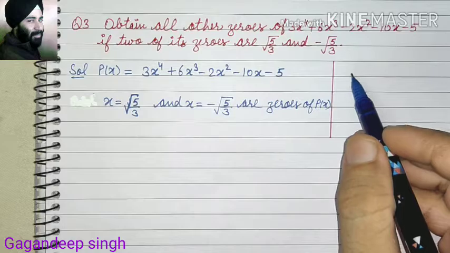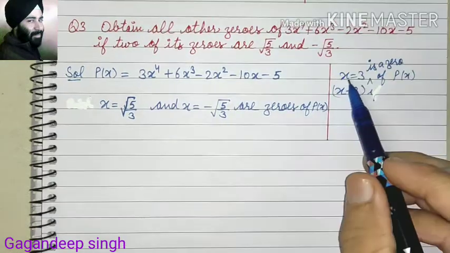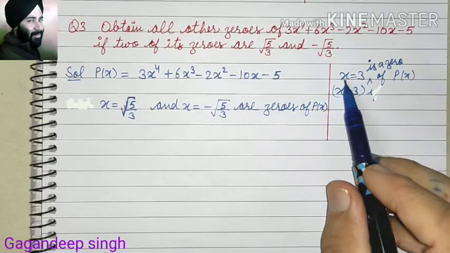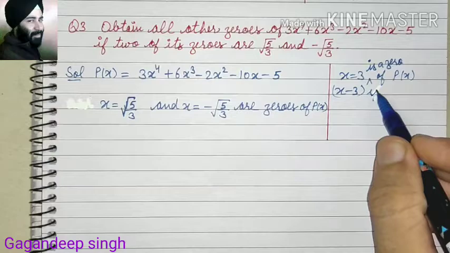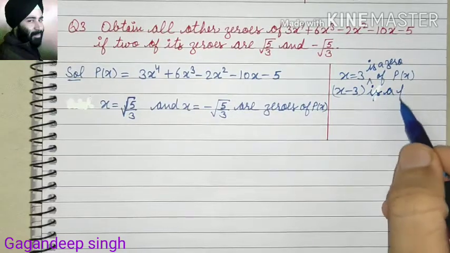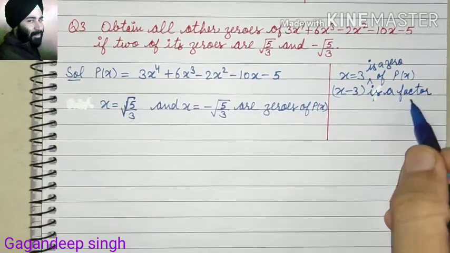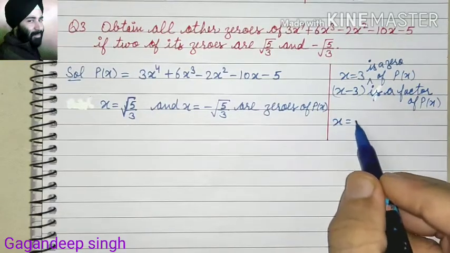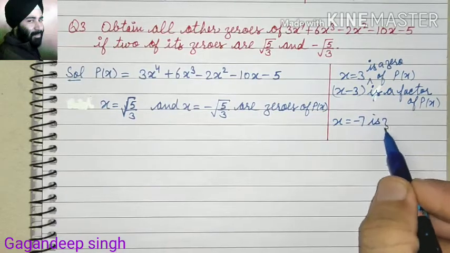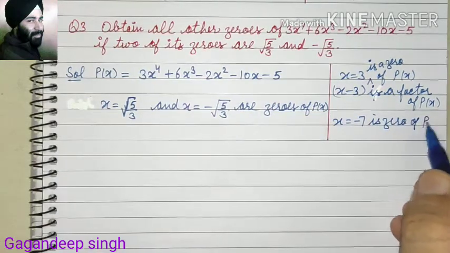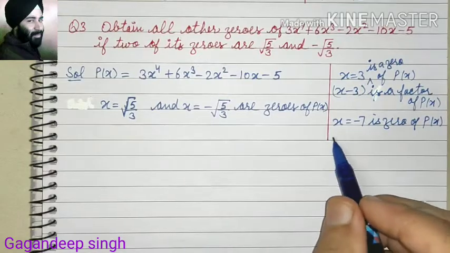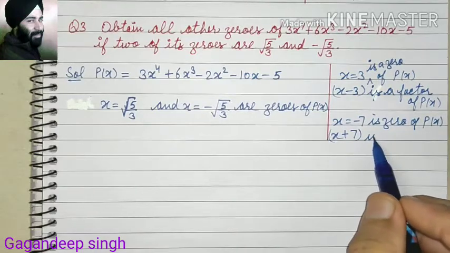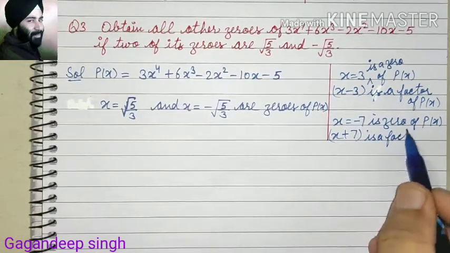So let us see one concept which we have studied in class 9th, that if x is 3 is a zero of polynomial, then 3 will come in LHS. X minus 3 is a factor of px. Similarly, suppose x is equal to minus 7 is 0 of px, then this 7 will come in LHS. X plus 7 is a factor of px.